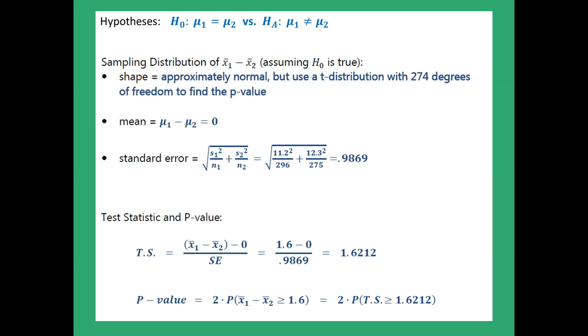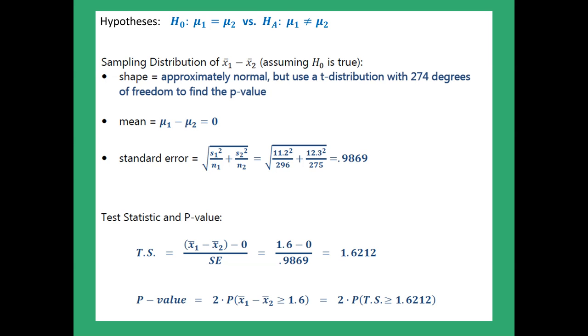Again, I'll just use subscripts of 1s and 2s, 1 for traditional, 2 for online. The shape will be approximately normal, but we will have to use a t-distribution to compute the p-value, more specifically a t-distribution with 274 degrees of freedom, since the smaller of the two sample sizes is 275, and 275 minus 1 will give you 274. The mean is 0, because if you rephrase the null hypothesis from up above, if you subtract mu2 from both sides, you would end up with mu1 minus mu2 equals 0.